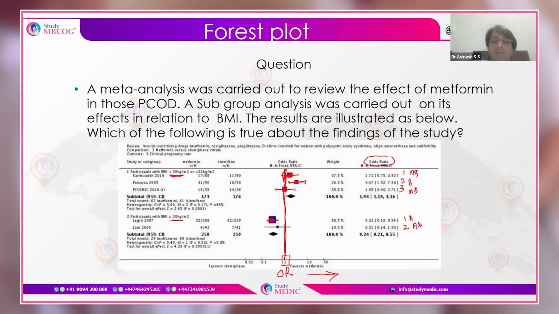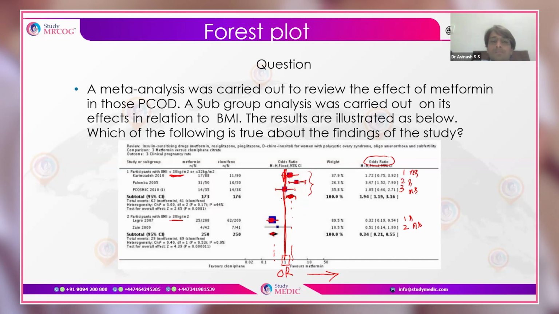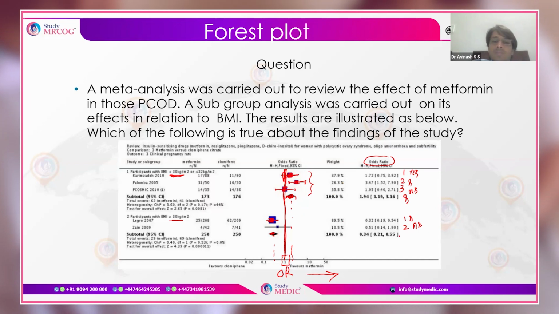Now we can see there is a diamond, which gives us the overall odds, that is the overall effect when we take all the studies and calculate the overall odds. The sides of the diamond give the confidence interval of the overall estimate. If it does not touch the line of no effect, then it is significant. If it touches the line of no effect, it is not significant. In both subgroups, you can see it is not touching the line of no effect. So the overall effect is significant here.